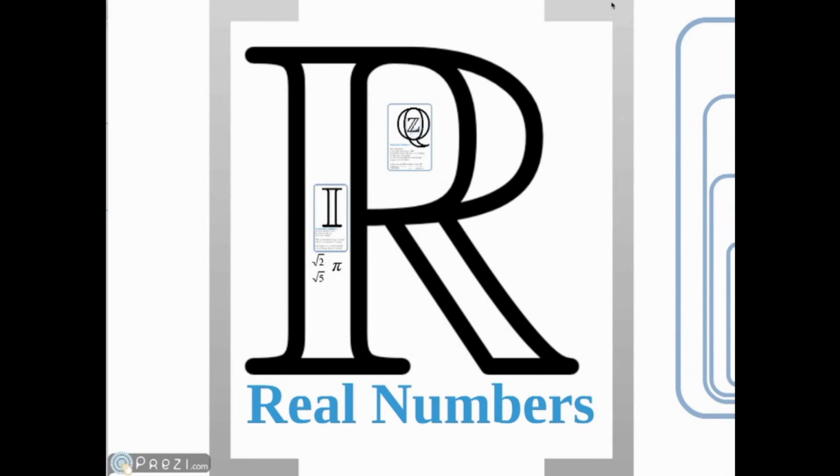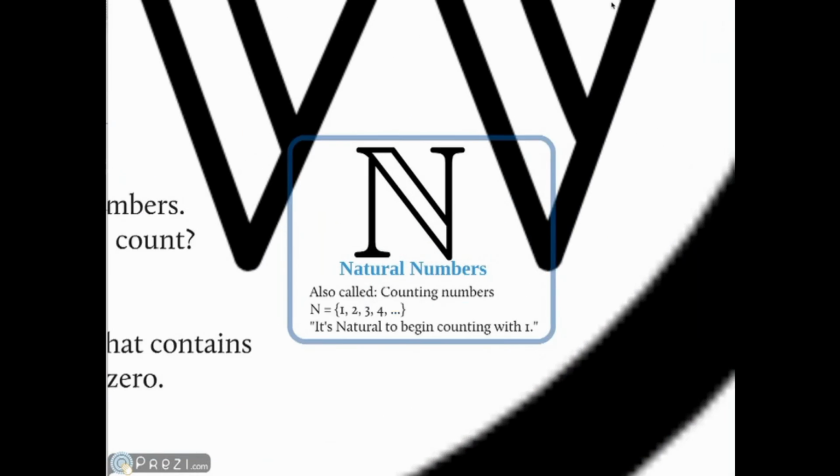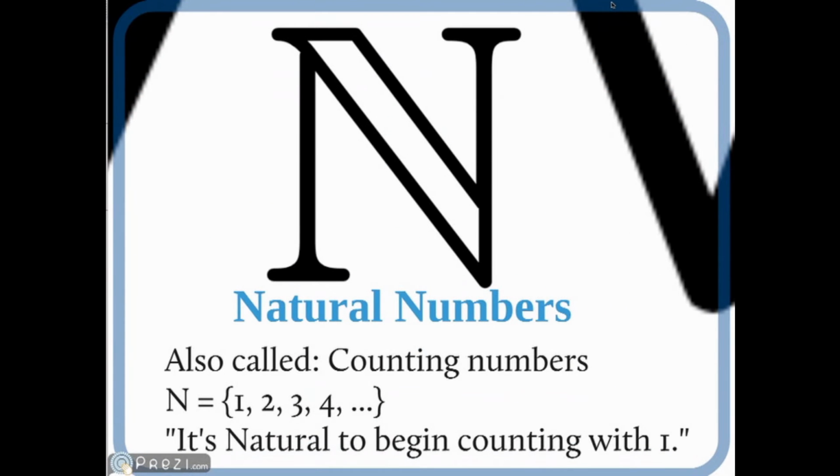Way down deep in the real numbers, we begin with the natural numbers. Natural numbers are also called counting numbers, and they're the numbers beginning with 1: 1, 2, 3, 4. And you can remember that because it's natural to begin counting things with 1.